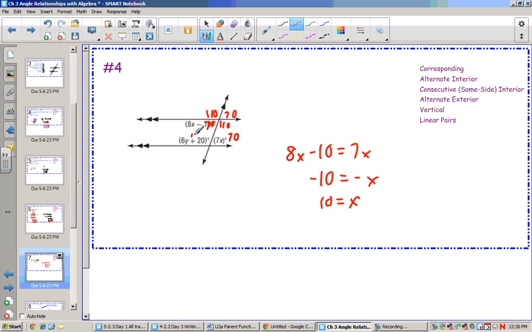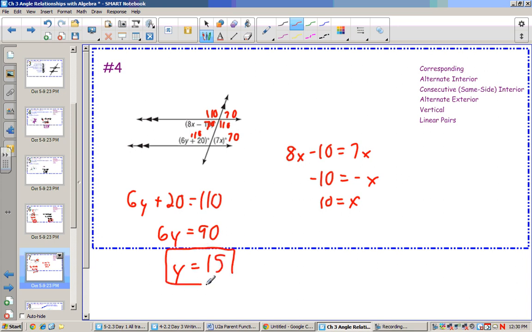So since this one is equal to 110, and it's also equal to 6y minus 20, we could say 6y plus 20 is equal to 110. Subtract 20 on both sides, and 6y is equal to 90. And so that goes in 15 times. And now I have my y and my x, and I'm finished with this problem.